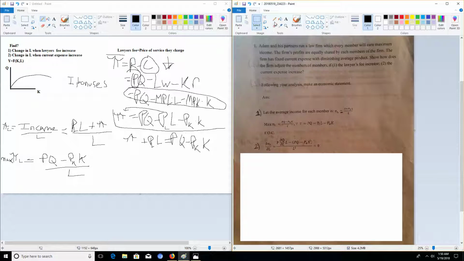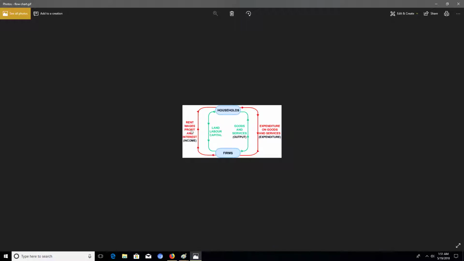Alright, so now we're on 2 here. We've established why these two have a negative relationship. We established the equations for profit, revenue minus cost, and revenue is price times quantity, the lawyer's fee times quantity, minus the cost, which is the wage rate times labor, the price of labor, P sub L times L, and the rental rate times capital, the price of capital times K. Income, as I said before from the flow chart, is composed of profit and wages.